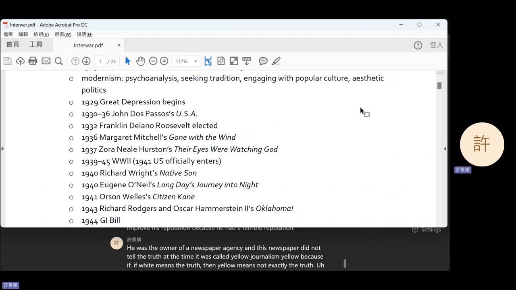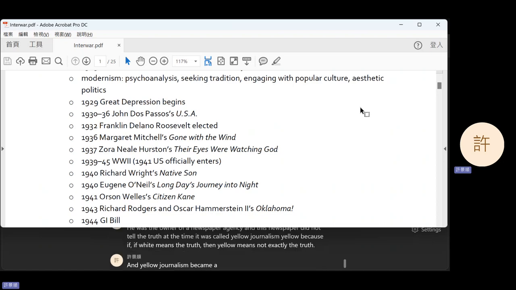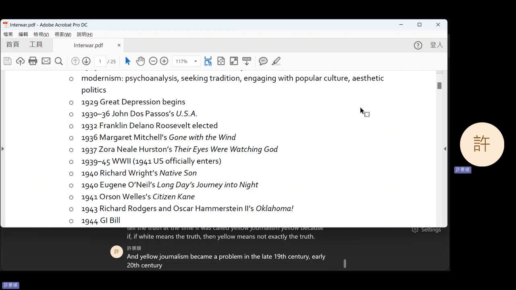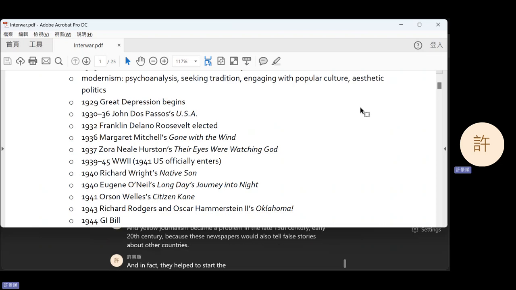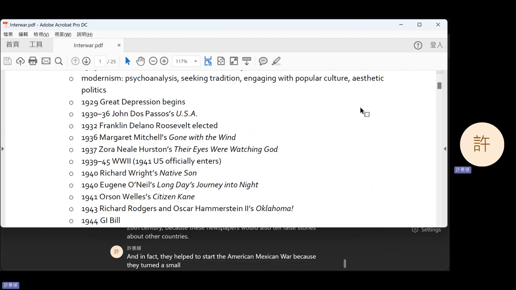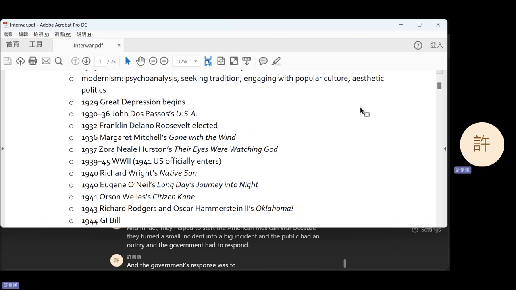And yellow journalism became a problem in the late 19th century, early 20th century, because these newspapers would also tell false stories about other countries. And in fact, they helped to start the American-Mexican War because they turned a small incident into a big incident, and the public had an outcry and the government had to respond. And the government's response was to invade Mexico.